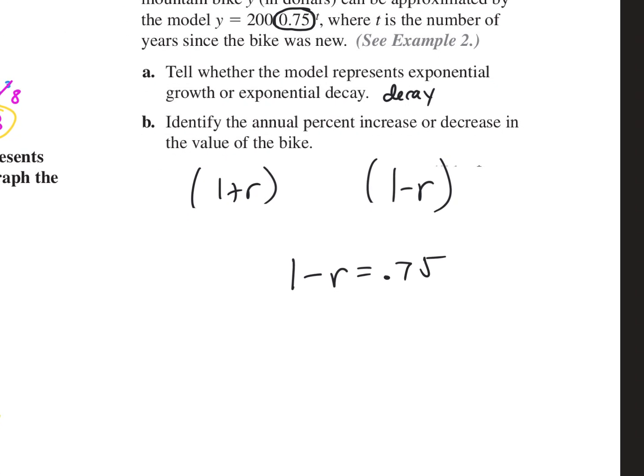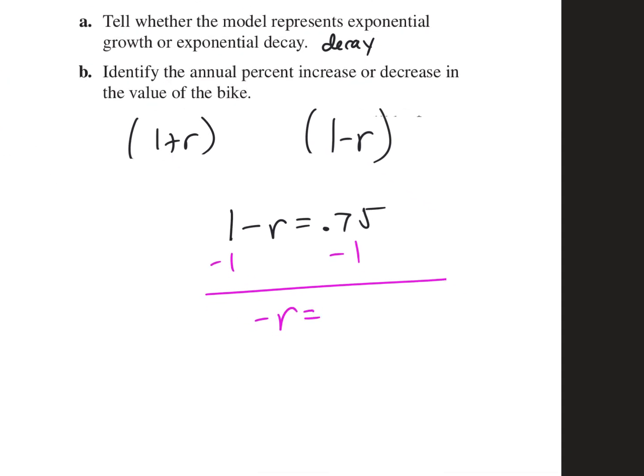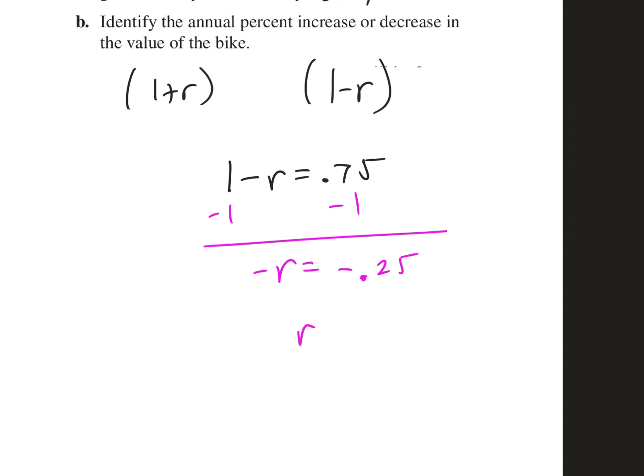What do I do to both sides? Subtract 1. Think money, guys. If I have 75 cents and someone wants to take $1 from me, what am I left with? I'm left with negative 25 cents in my pocket. So R equals 0.25. Have we identified the percent? What percentage is 0.25? 25%. Good job.